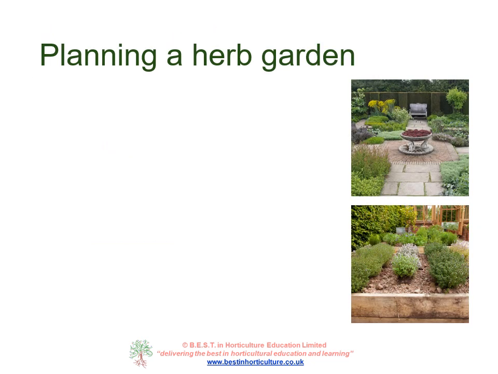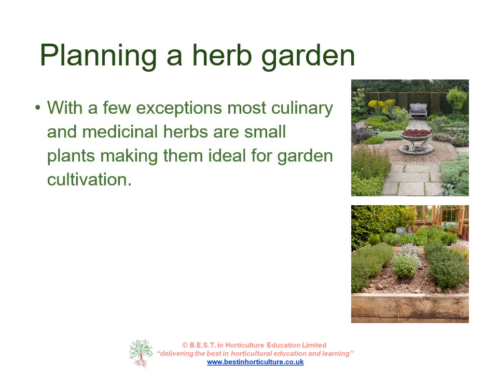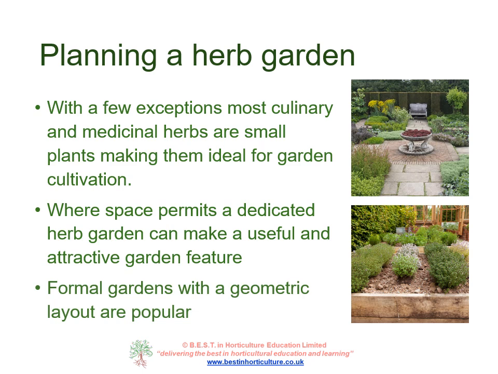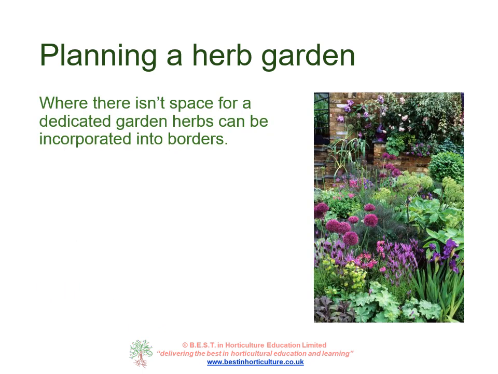We'll next turn our attention to a few comments on planning a herb garden. With a few exceptions, most culinary and medicinal herbs are small plants, which makes them ideal for garden cultivation. Where space permits, a dedicated herb garden can make a useful and attractive garden feature, and formal gardens with a geometric layout traditionally have been popular, back to historical times. Where there isn't space for a dedicated herb garden, herbs can be incorporated into garden borders.